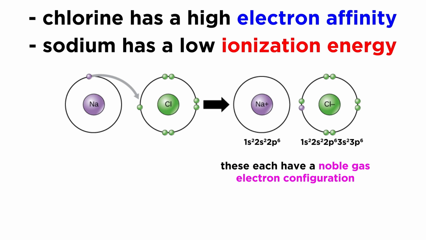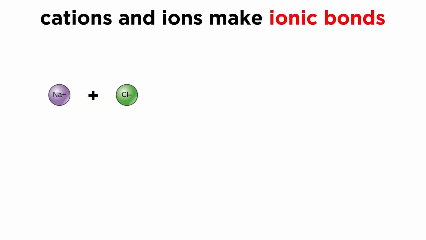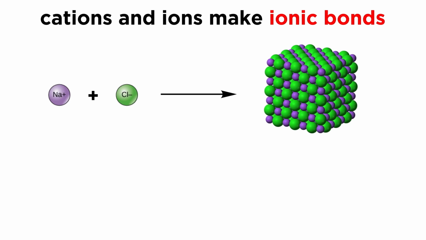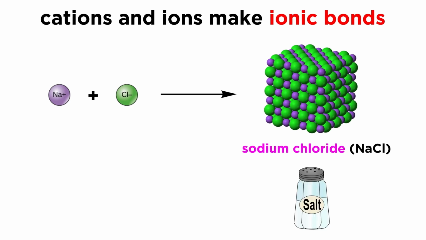Notice that these each now have a noble gas electron configuration with an outermost shell that is completely full. This is a particularly stabilizing situation, which explains why these atoms will readily adopt these configurations. When cations and anions are near one another, they will interact via ionic bonds. These are strong electrostatic interactions that allow for the formation of ionic compounds, such as sodium chloride in this case, which we know of as table salt.